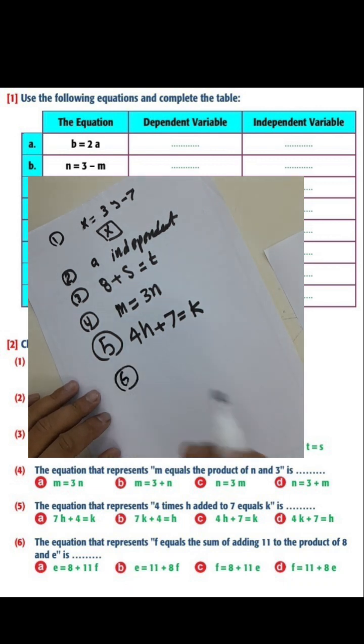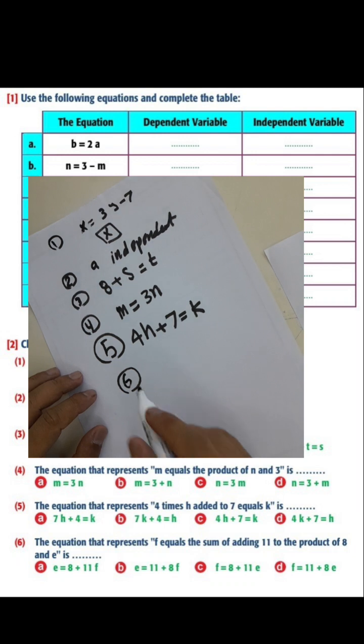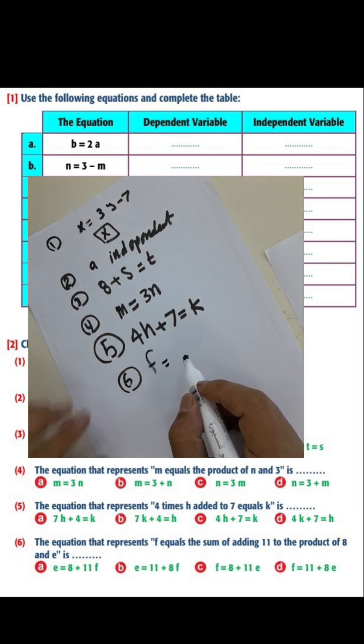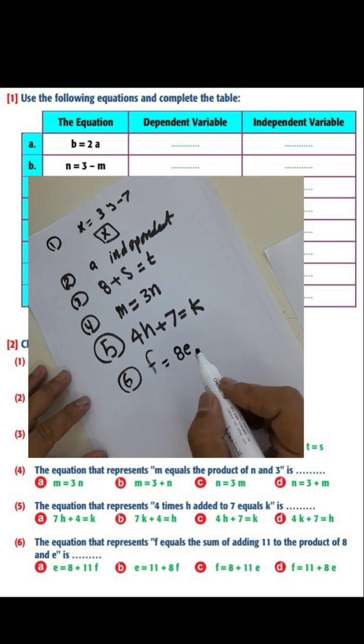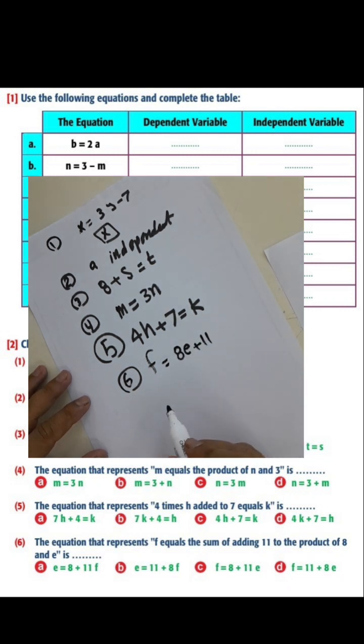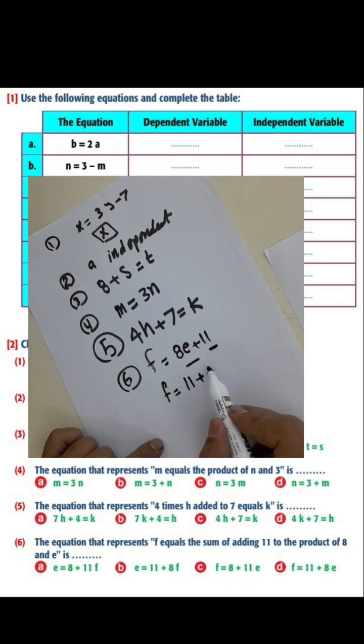Question 6. The equation that represents f equals the sum of adding 11 to the product of 8 and e. f equals the product of 8 and e, adding to 11. Again, f equals the sum of adding 11 to the product of 8 and e.